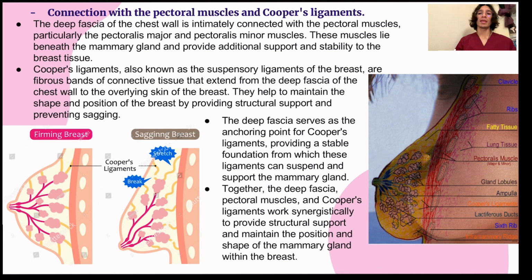They help to maintain the shape and position of the breast by providing structural support and preventing sagging. The deep fascia serves as the anchoring point for Cooper's ligaments, providing a stable foundation from which these ligaments can suspend and support the mammary gland. Together, the deep fascia, pectoral muscles, and Cooper's ligaments work synergistically to provide structural support and maintain the position and shape of the mammary gland within the breast.